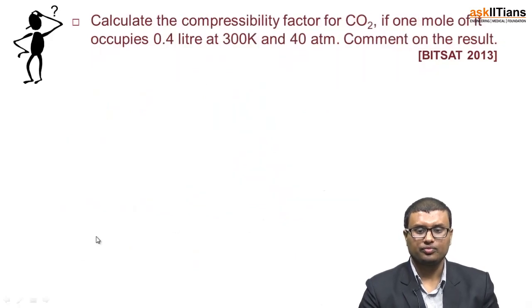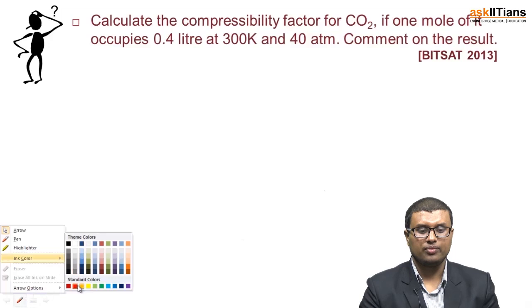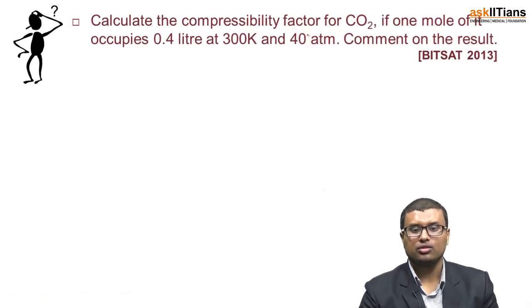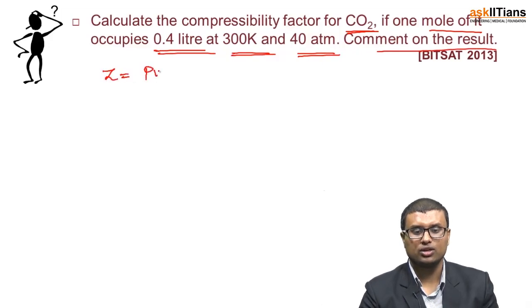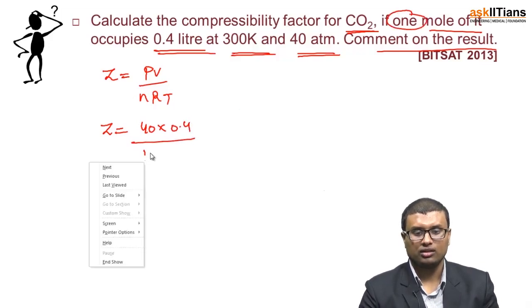Next question. So here you are asked to calculate the compressibility factor for carbon dioxide if 1 mole of it occupies 0.4 liter at 300 Kelvin and 40 atm. Comment on the result. So what is the compressibility factor Z? It is equal to PV by nRT. So pressure is 40 atm, volume is 0.4 and number of moles is 1 into RT. What is R?